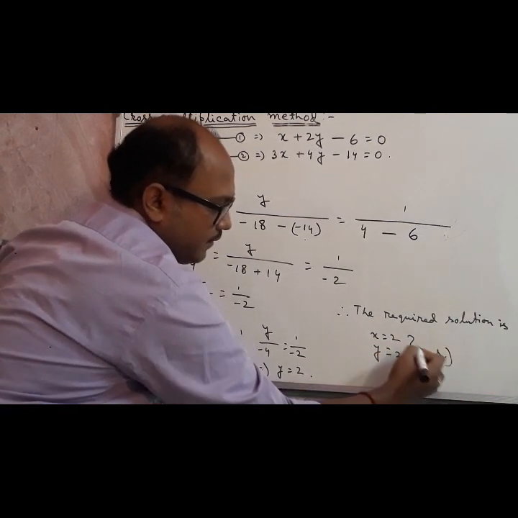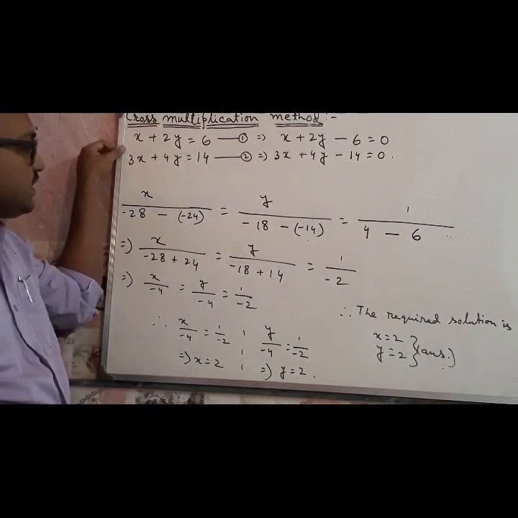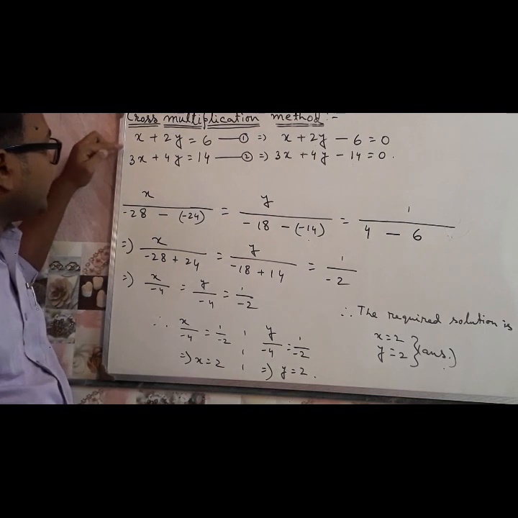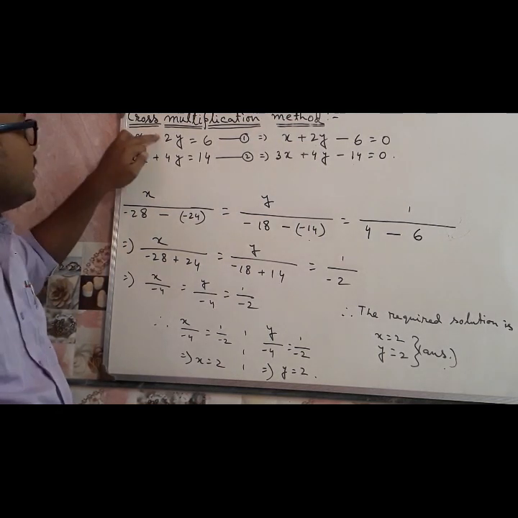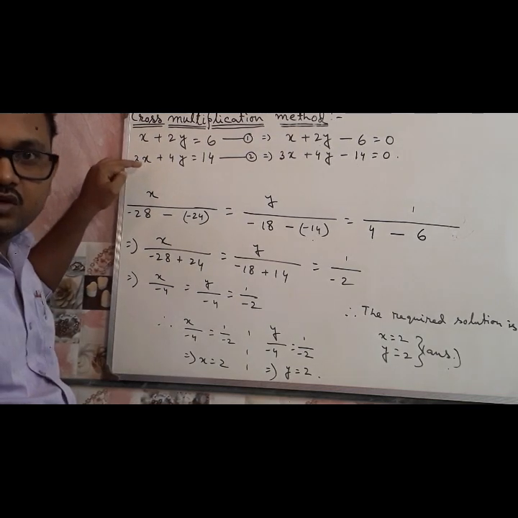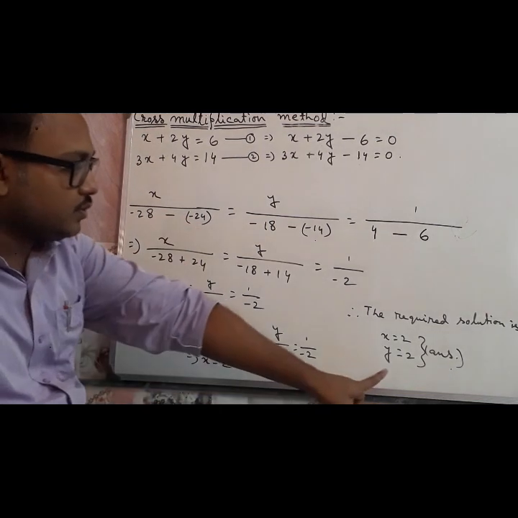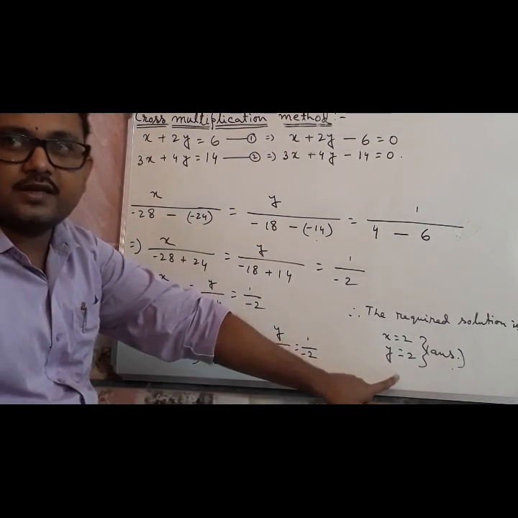Okay, you see, in this given system, a1 by a2 is 1 by 3, b1 by b2 is equal to half. So a1 by a2 is not equal to b1 by b2, that is, the system is consistent with intersecting lines. That's why you got a result.